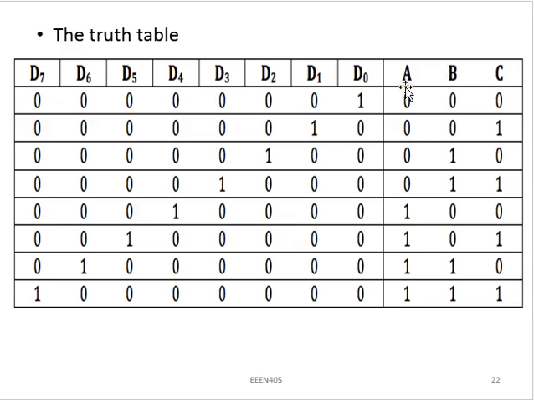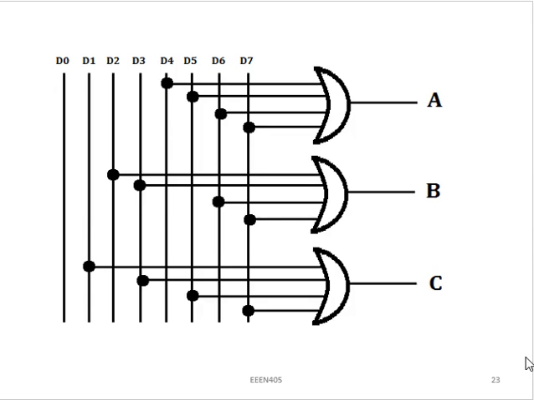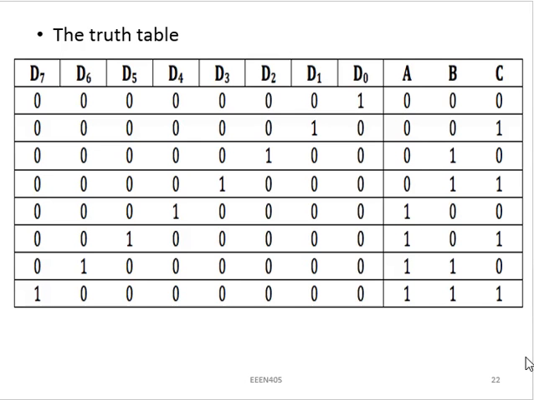And as we know, the first one, D0 is high, next one D1, next one D2, up to the last one D7, and we have corresponding values for our A, B, and C as the output, starting from 0, 0, 0, then 0, 0, 1, then 0, 1, 0, up to the last one, which is 1, 1, 1. Now we implement this from the table like this.